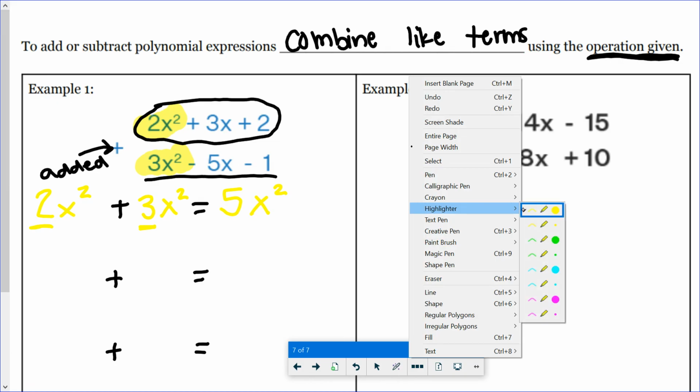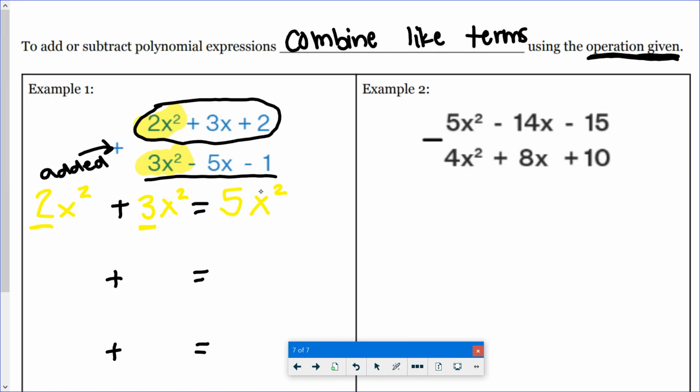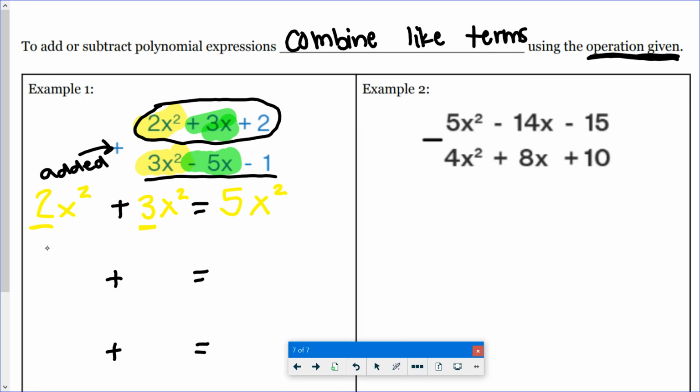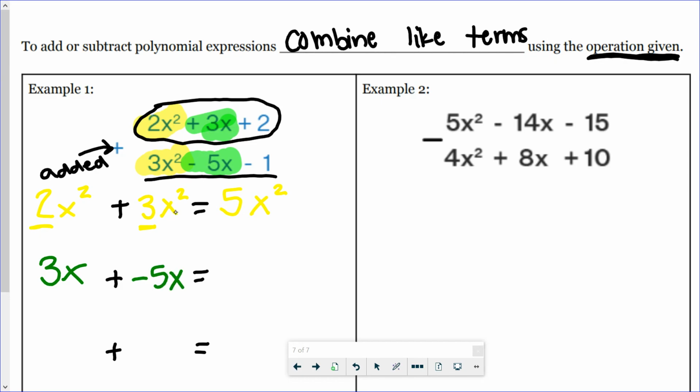Now I'm going to go through and do that with my next set of like terms. 3x and minus 5x. So I'm going to go and write those in now as a combination. Now I want to warn you, right now we only have two pieces in our like terms. Sometimes you will have more than that. So you want to make sure you look and check for all of them. Okay? All right, so I wrote 3x plus negative 5x.